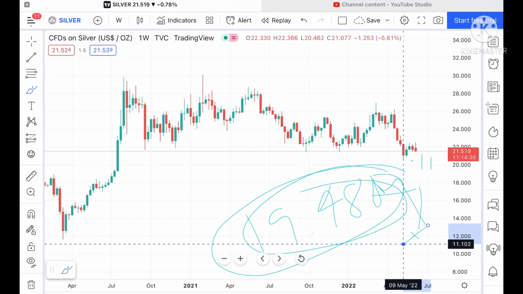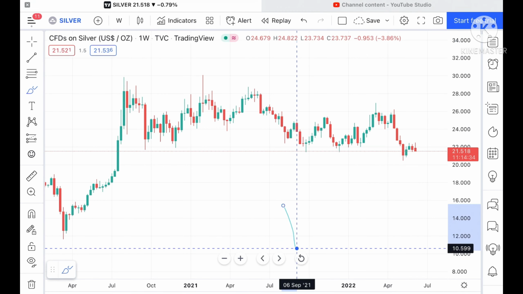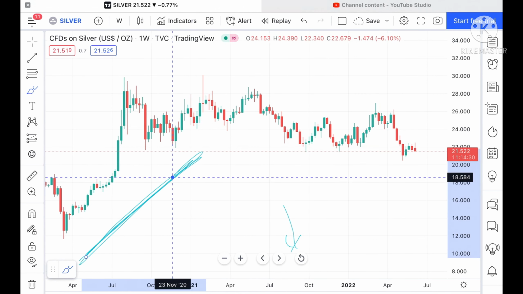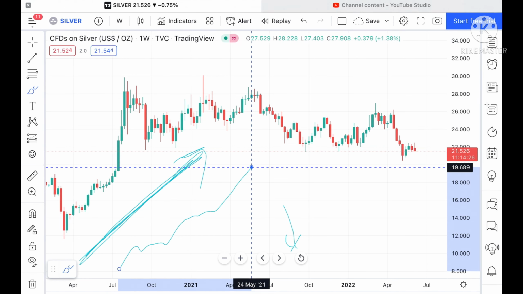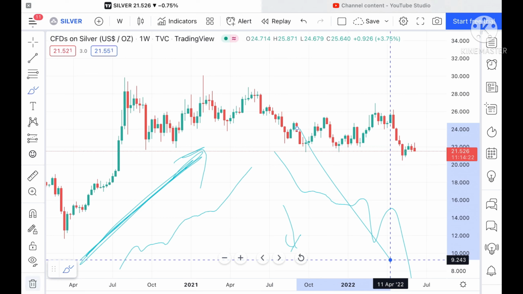Now something you have to understand is that the market is uncertain. We cannot say that it will go only in one direction. Because if it has to move upside, it will not move directly like this, it will move like this. In the same way it will move downside this way, not in a straight line.